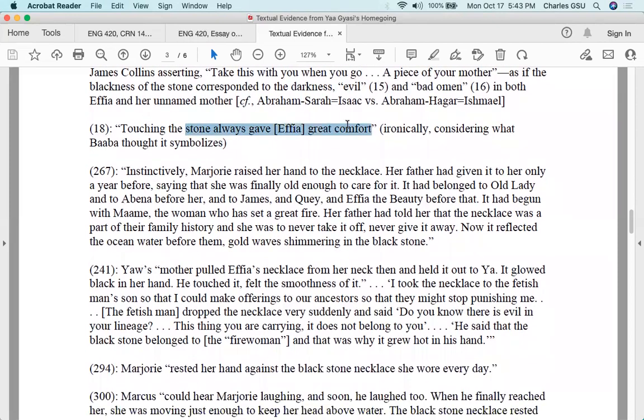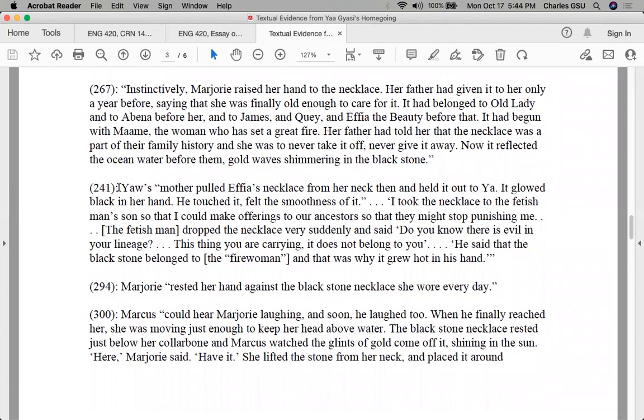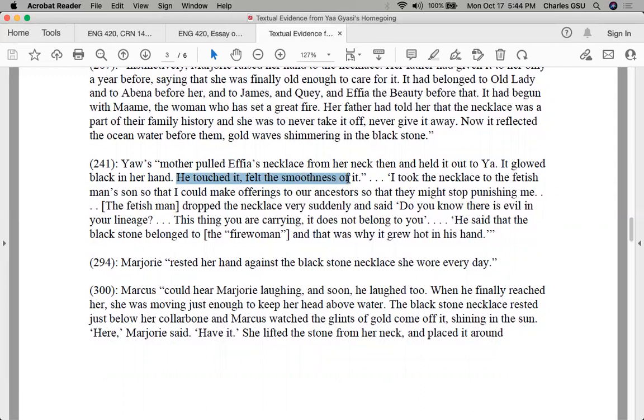So again, touching the stone, as I mentioned earlier, gives people comfort. This is in the middle of part 2 of the novel, where Yaw, as he's known, who is Marjorie's father, remember he's the school teacher. Yaw's mother pulled Effia's necklace from her neck then and held it out to Yaw. I'm sorry, there should be a W there, my apologies for my typing. It glowed black in her hand. Again, emphasis on the color. He touched it, felt the smoothness of it. And this is Yaw's mother talking here.